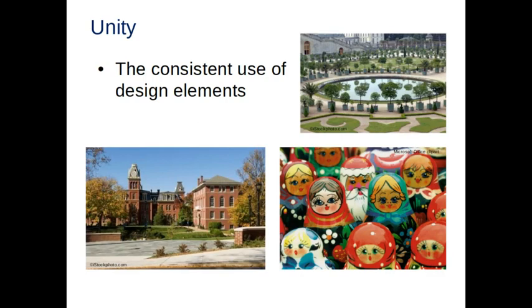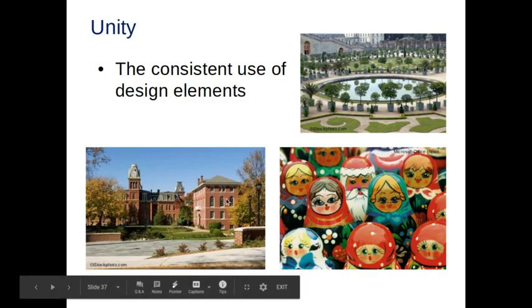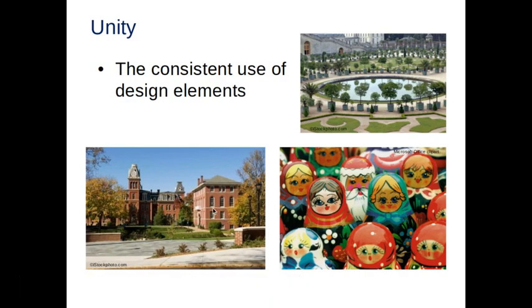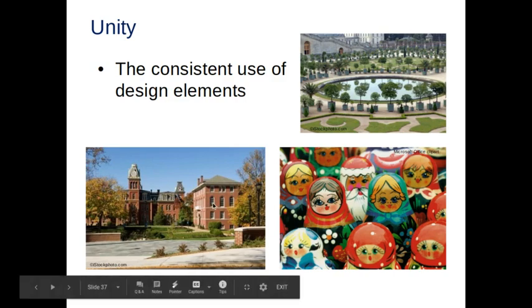Then we got unity. Unity is where we're consistent with our use of elements. So we're tending to use the same color or the same types of lines or the same value or texture or whatever it may be. Great example is this architecture here. All these buildings look like they belong. We're using the same material. We're using the same colors, a lot of the same shapes in the windows and so on and so forth. Everything looks like it belongs.